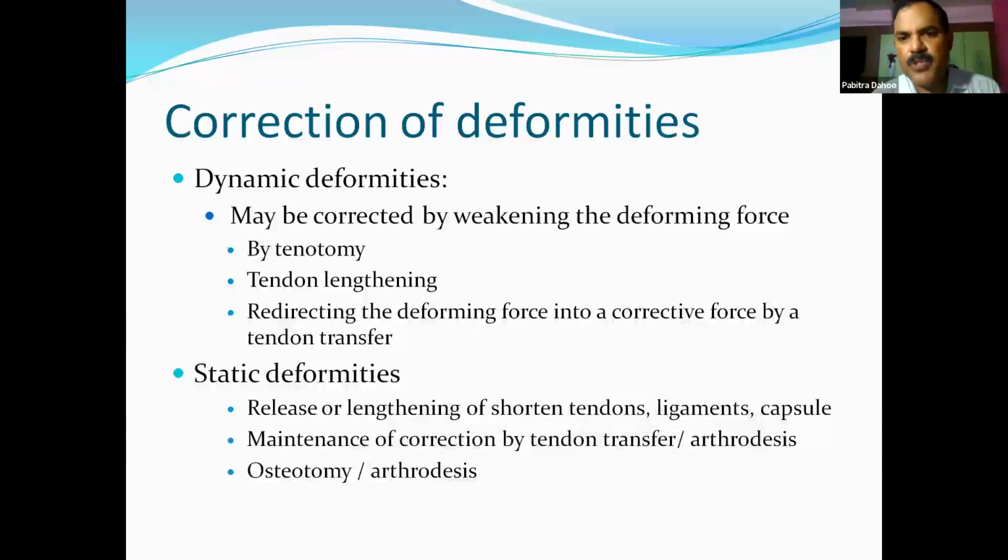Redirecting the deforming force into a corrective force by tendon transfer. Like in case of calcaneus foot, the peroneus can be transferred to the heel. Just change the direction of the course of the peroneus. Don't cut, don't transfer. Just change the direction of the course of the peroneus longus.